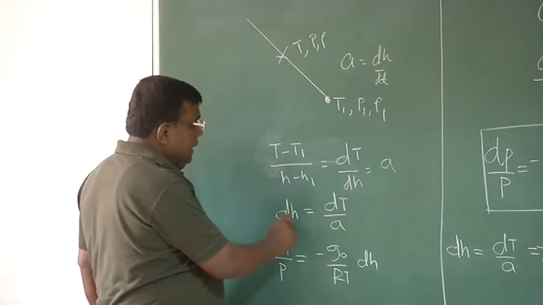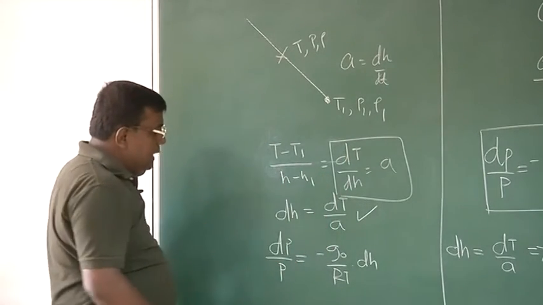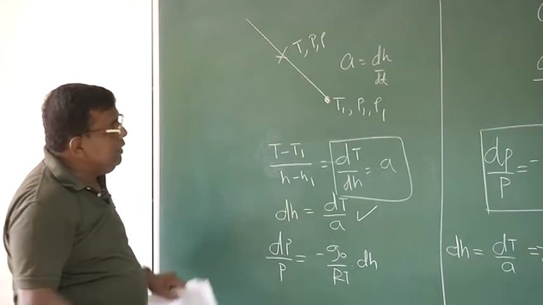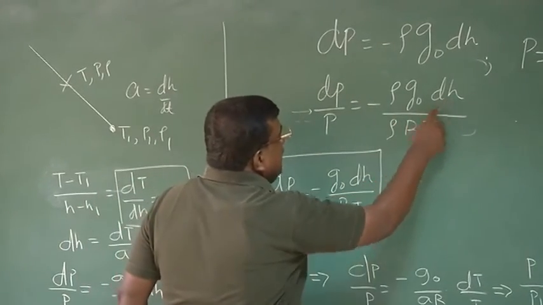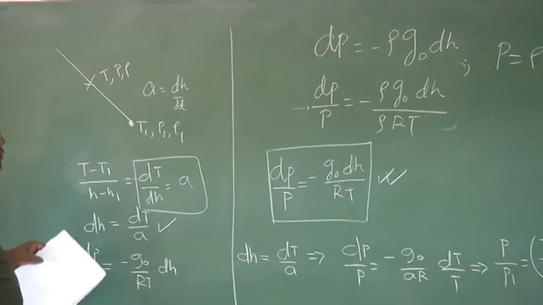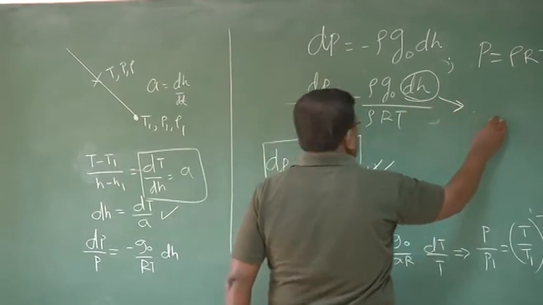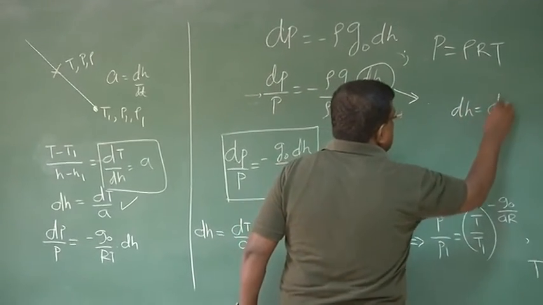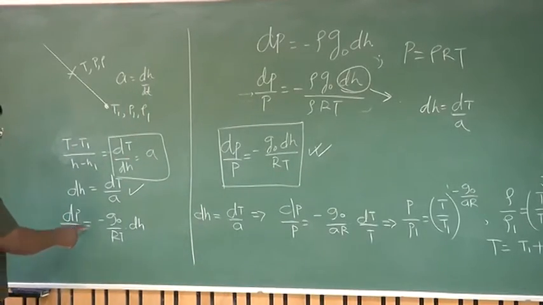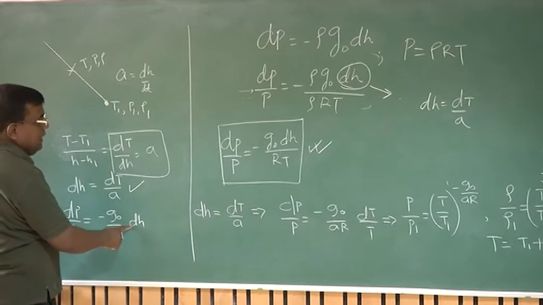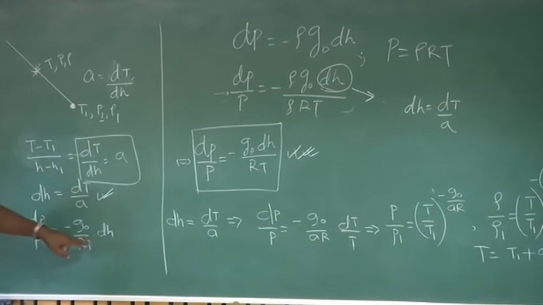So dH I can write as dT divided by a from this relationship. Once I write that, I can write dP by P. See here, dP by P is what? dP by P is rho G0 dH by rho RT. So now I substitute dH equal to dT by a. If I write that, then I get dP by P is equal to minus G0 by RT into dH, right? So dP by P is minus G0 dH by RT.